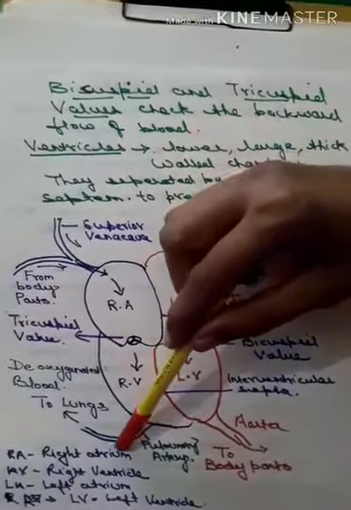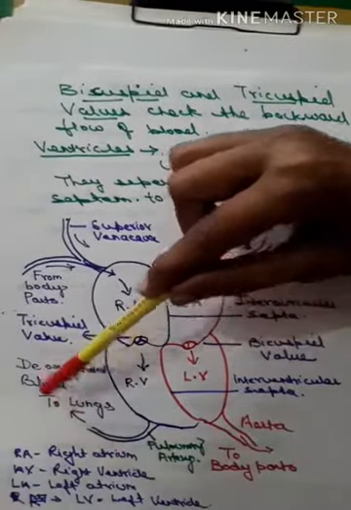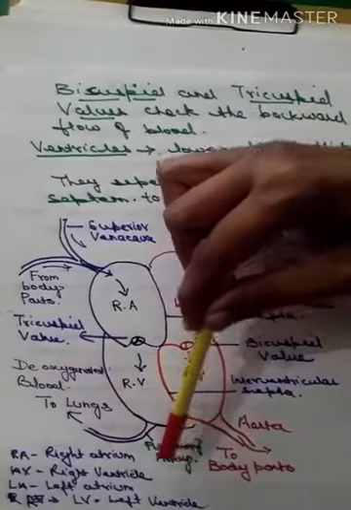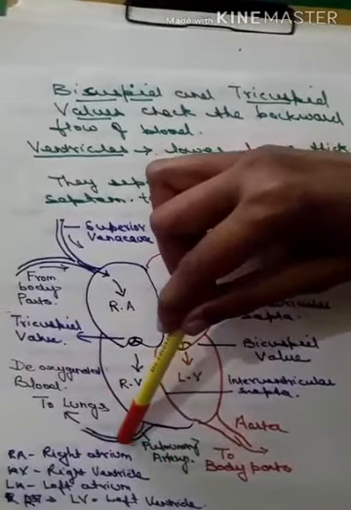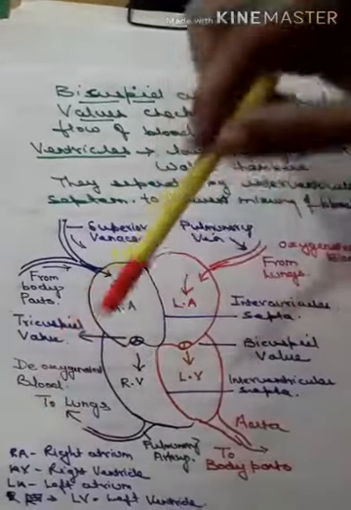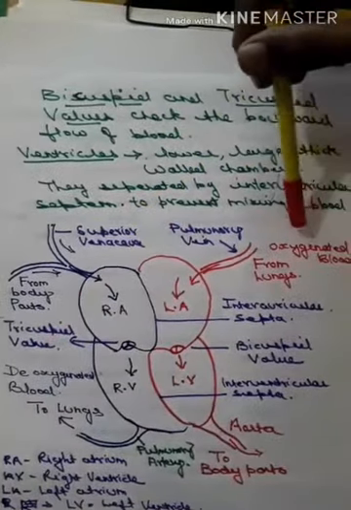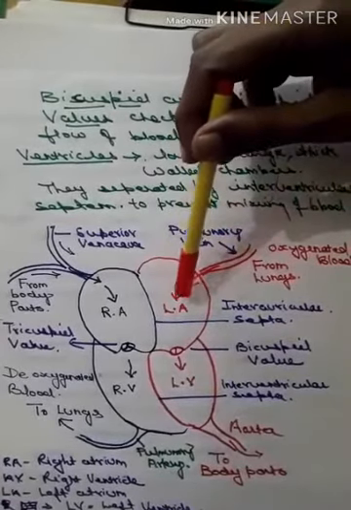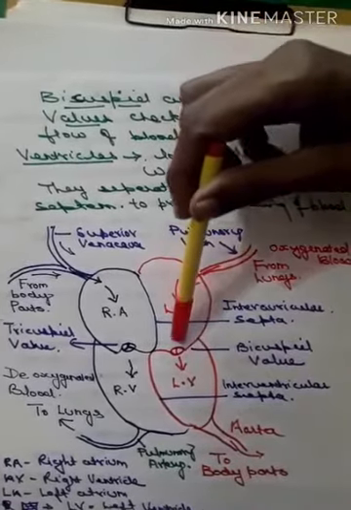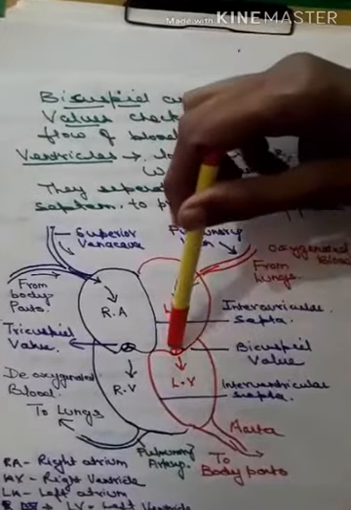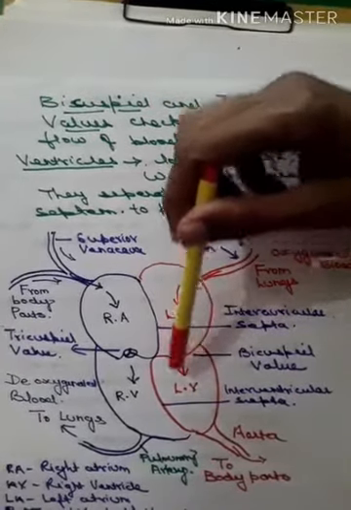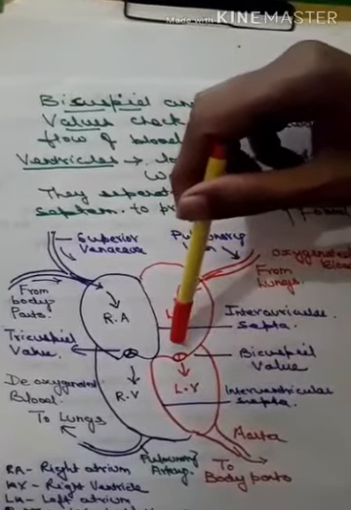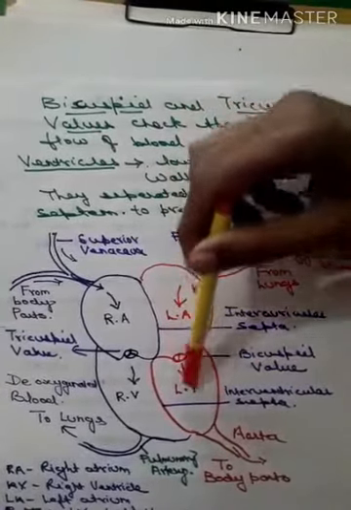From the right ventricle, blood goes to the lungs with the help of the pulmonary artery. This is the pulmonary artery which takes the blood to the lungs for purification. And from the lungs, the purified, oxygenated blood comes into the left auricle or left atrium. From here it is pushed into the left ventricle through a bicuspid valve. This bicuspid valve prevents the backward flow of the blood.